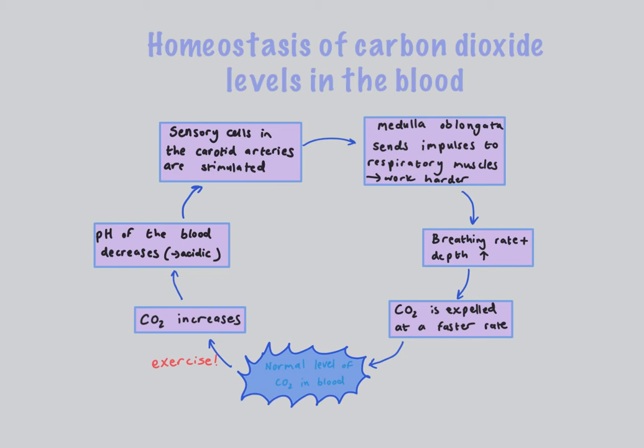Now, when carbon dioxide diffuses into the blood, it can actually form carbonic acid. So when the carbon dioxide level gets too high in the blood, the pH of your blood will actually decrease, which means your blood becomes more acidic than it should be. So when your blood is traveling through your arteries, especially your carotid arteries, there's special sensory cells that are able to pick up the pH of the blood, and they're able to pick up that the pH is now too low. It has dropped below normal.